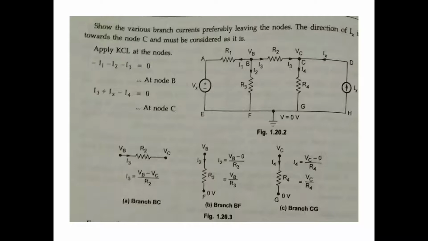In the same way, for branch BF, the current I2 flows in R3. I2 equals VB minus 0, divided by R3, since the reference is 0 voltage. Finally it is VB by R3; you can write VB by R3 directly as well. Next, the same for VC: the current I4 flows in R4. I4 equals VC minus 0 divided by R4, that is VC by R4, for the branch CZ.